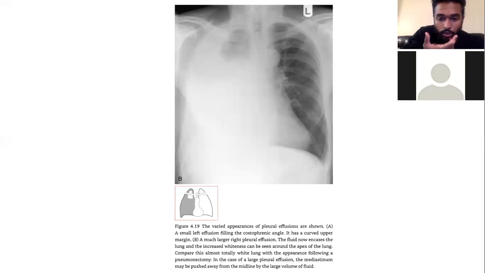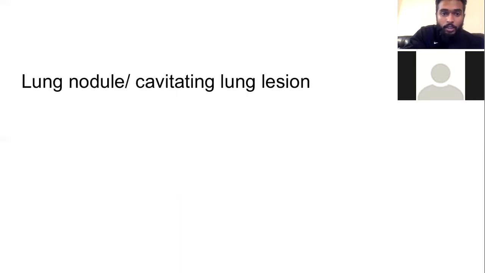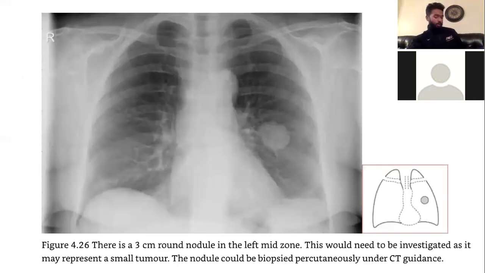So in this one, it's a really large pleural effusion, man. That's pretty much all. Damn, it is crazy. Okay, and then lung nodules.